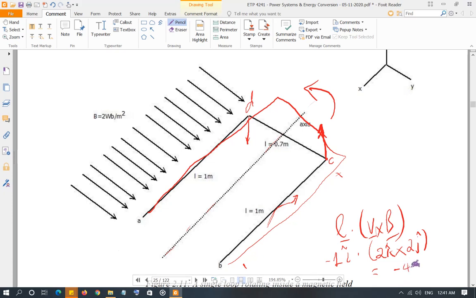So negative 4i, and then you have negative 1i dot negative 4i. So you're going to get 4 volt, right? And this is a positive voltage. That means our assumed direction of current going from B to C is correct. So the induced voltage on this side is going to be 4 volt right here. Likewise, you're going to calculate the voltage on side D and C and the voltage on side D and A. You're going to add all of them together and you will have the total voltage.